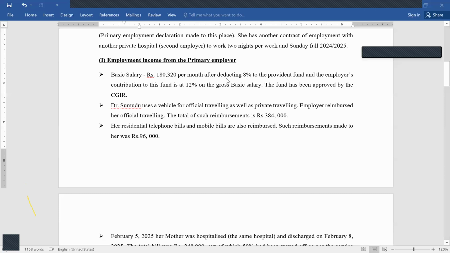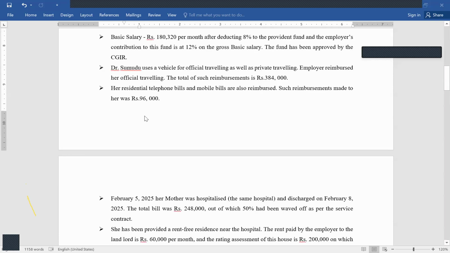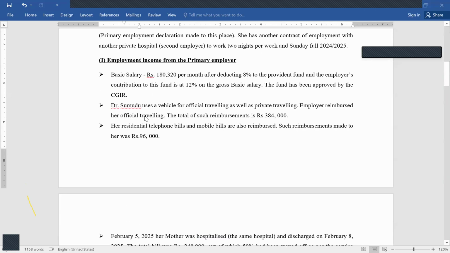Employment income from the primary employer. So you have been given these details, and now you have to calculate for these two situations. One is for the primary employment, then you have to calculate for the secondary employment in the same table.